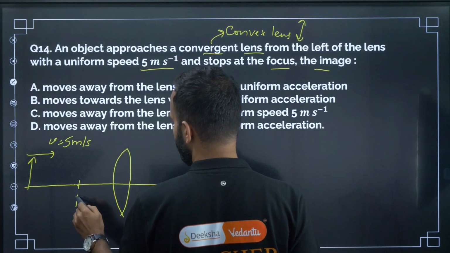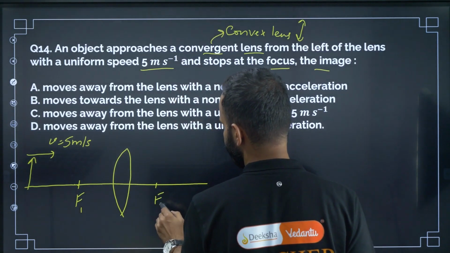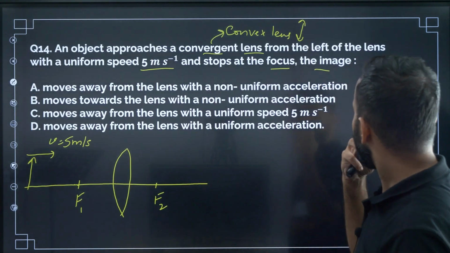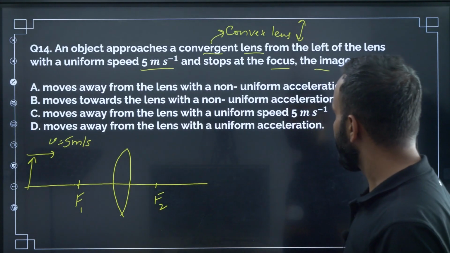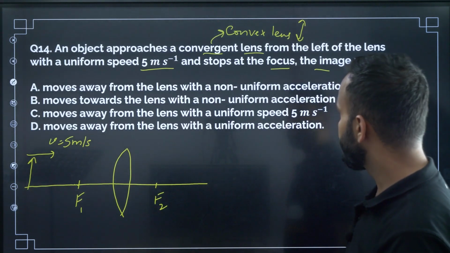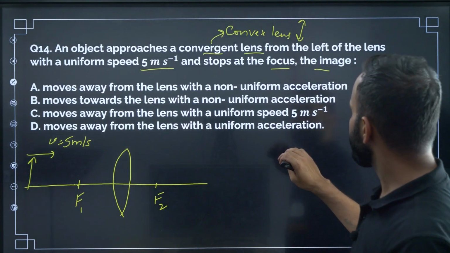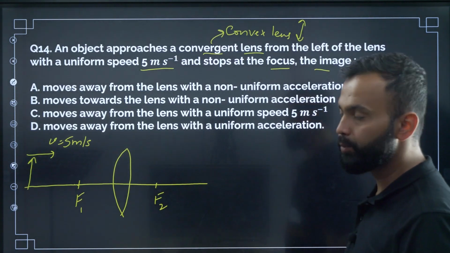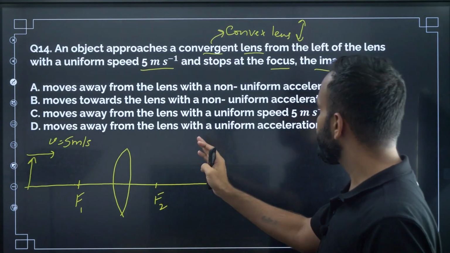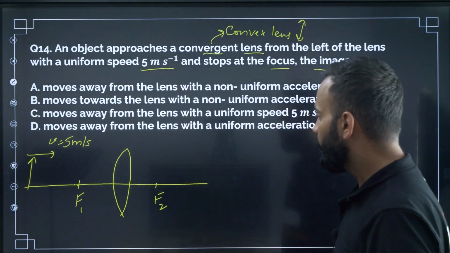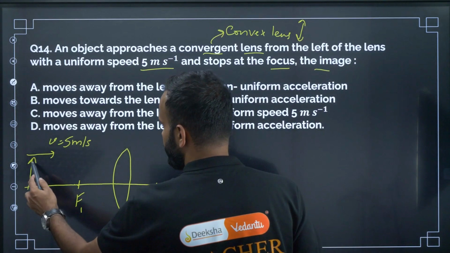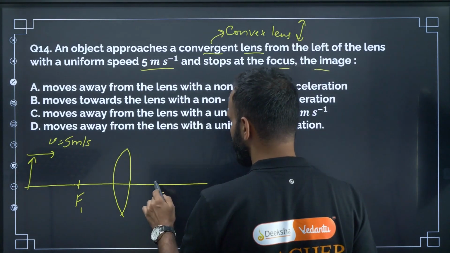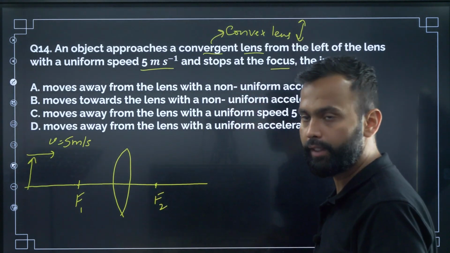It stops at the focus, f1 equal to f2. So here the image moves with a non-uniform acceleration, and it moves away from the lens. Let's see how. When the object is at infinity, what is the position of the image? The position of the image is at focus.